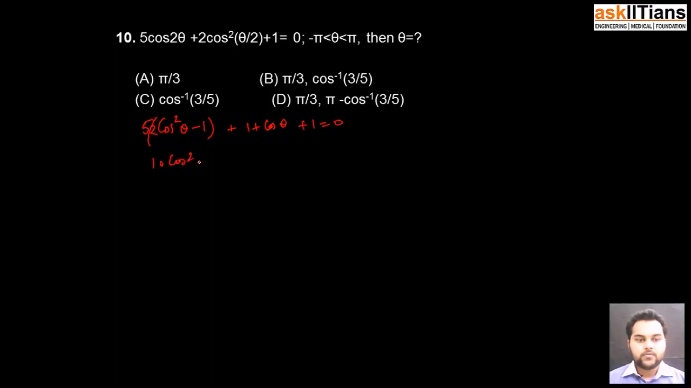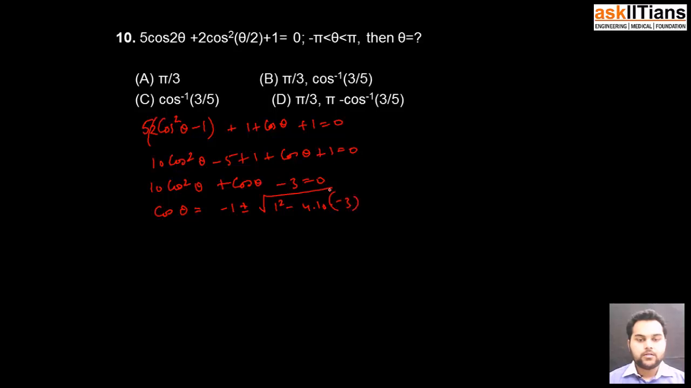That would give me a quadratic equation in terms of cos theta. So 10 cos square theta plus cos theta minus 3 is equal to 0. If I solve this by quadratic formula, I would get cos theta is equal to minus b plus minus root b square minus 4ac, whole over 2a. So cos theta is giving me the value minus 1 plus minus. Now if you notice the root, that would give you 121, that's a square of 11. So that becomes minus 1 plus minus 11 by 20, and I would get two values of cos theta, which would be minus 1 plus 11 by 20, and another one would be minus 1 minus 11 by 20.